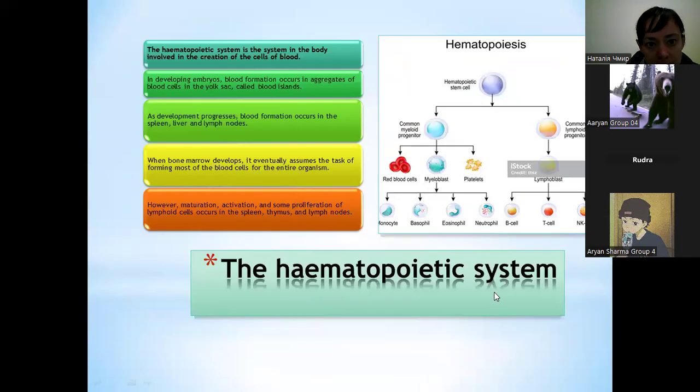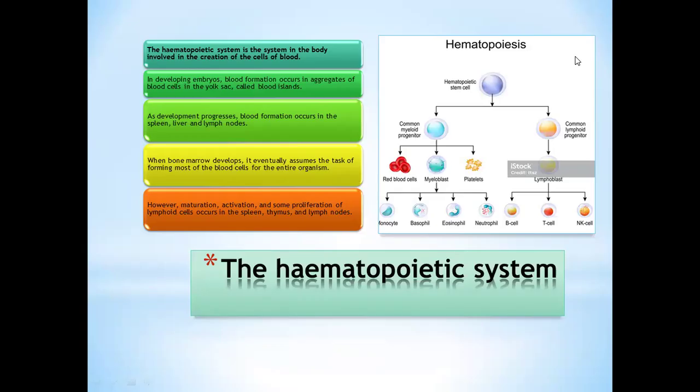So, the hematopoietic system is a system in the body involved in the creation of the cells of blood. In developing embryos, blood formation occurs in aggregates of blood cells in the yolk sac called blood islands. As development progresses, blood formation occurs in the spleen, liver, and lymph nodes. When bone marrow develops, it eventually assumes the task of forming most of the blood cells for the entire organism. However, maturation, activation, and some proliferation of lymphoid cells occur in the spleen, thymus, and lymph nodes.